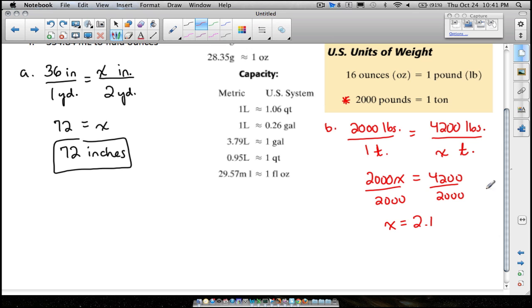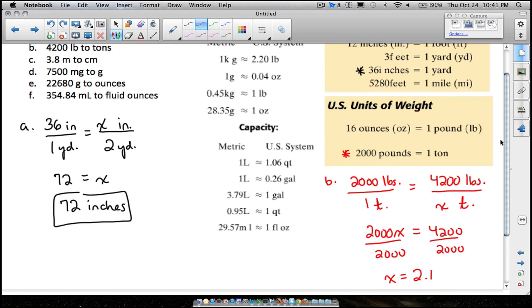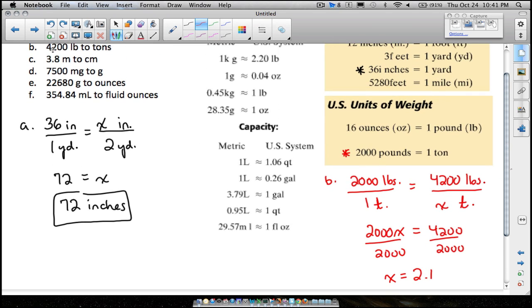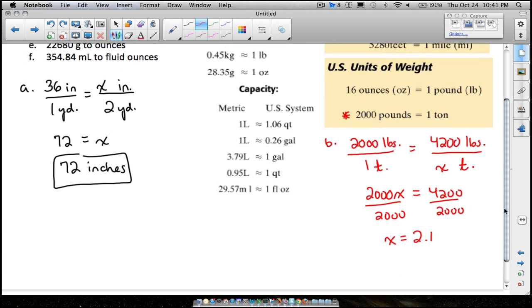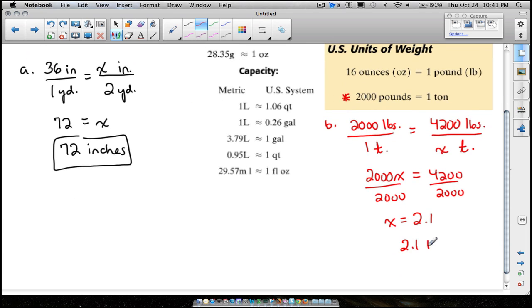So therefore, we can say, let's look back at our problem. If X is 2.1, we can say 4,200 pounds is the same thing as 2.1 tons. So let's say 2.1 tons. And you can notice right here too, when we set up our proportion, the 2.1 was right there in that spot. Since we got X equals 2.1, therefore we have 2.1 tons.